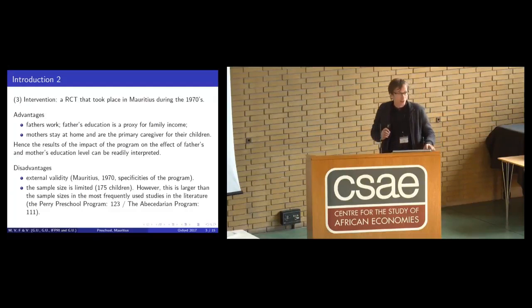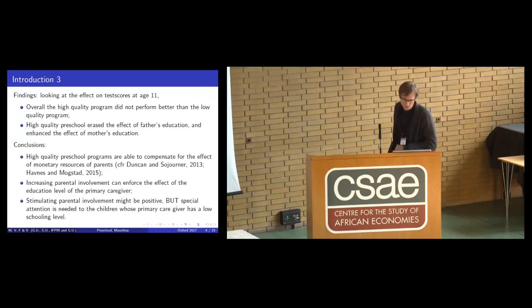The other disadvantage is that our sample size is very limited. We actually only have 175 children. That is, of course, not much. But let me remind you that this is substantially larger than the samples used in the most frequently used studies. Okay? If you look at the preschool program, it had only 123 kids in it. The abecedarian program, 111. So let's be positive. Our sample size is more than 50% larger, right, than these other sample sizes. Right? Okay. Good. Now, what do we find?